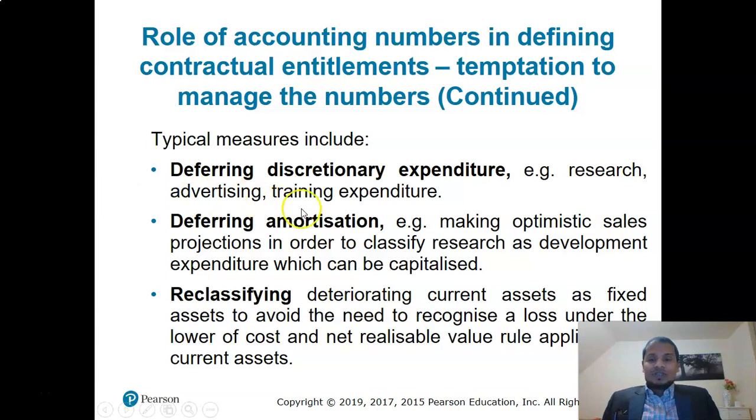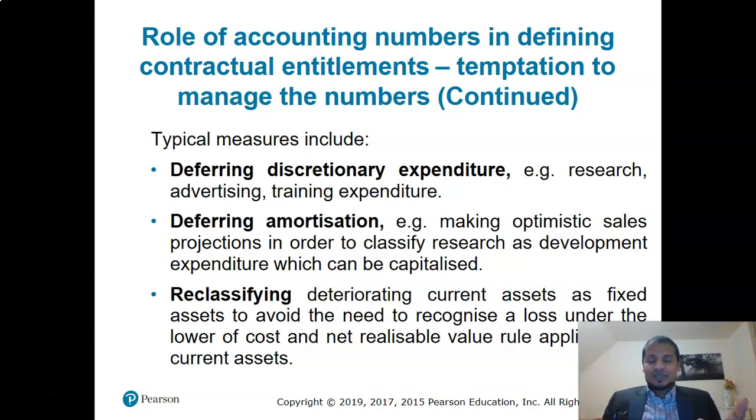They can defer amortization or depreciation expense, or they can lower the rate of depreciation, so profit will increase, or reclassify assets. So this is how the directors try to influence profit so that they can get more salaries. Right, and that's why you need accounting standards. So the directors cannot do whatever they want.